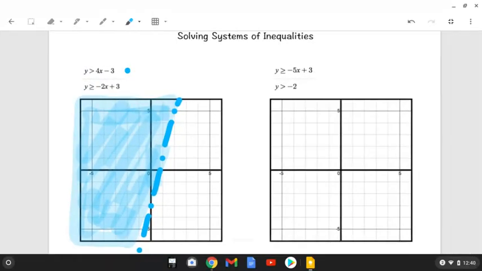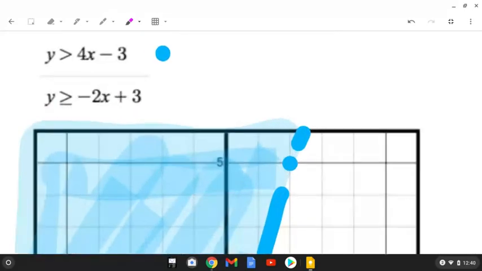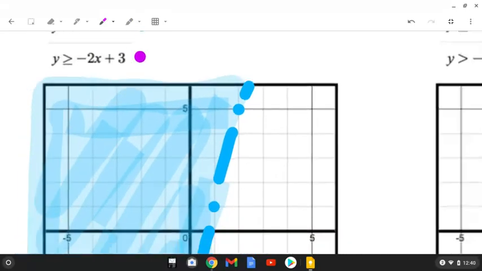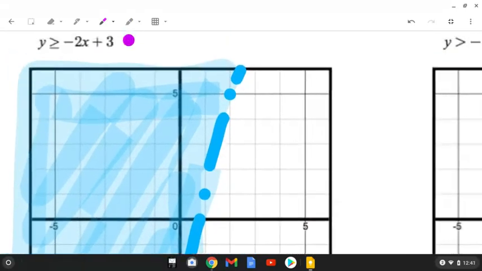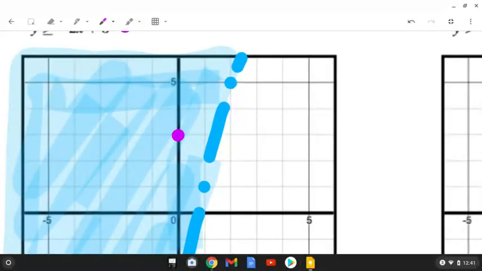But we're not finished. We've got a second one as well. So we have to make sure we graph the second. So let's go with this pretty pink color here. That's my highlighter. Okay, so let's graph this as well. We start at plus 3 because we've got the y-intercept at plus 3. And then we have a slope of negative 2. So that means I'm going to go down 2 and to the right 1.